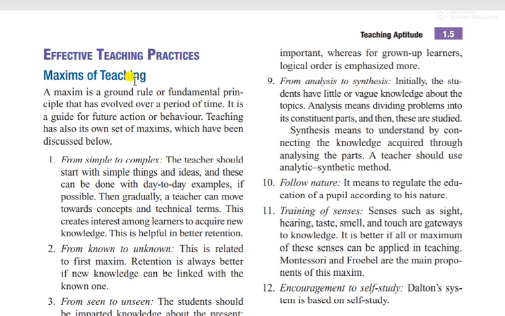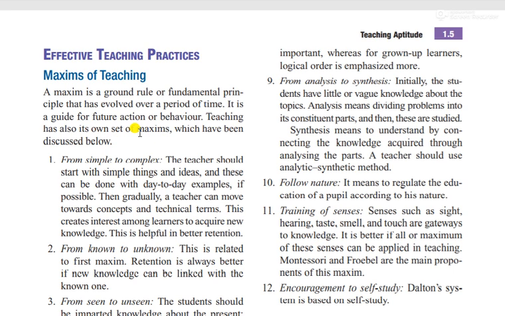Today is the third lecture of the teaching aptitude. In today's lecture, we will discuss the effective teaching practices, or the maxims of teaching. The maxim is a ground rule or fundamental principle that has evolved over a period of time. It is a guide for future action or behavior. Teaching has its own set of maxims, which are discussed below.